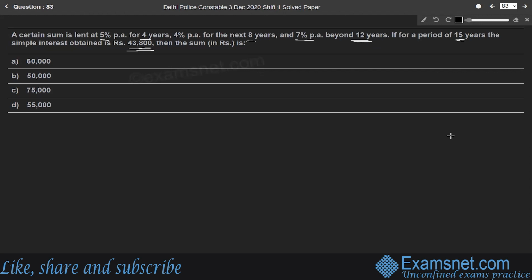So here simple interest is given, right? And the rates of interest are given in each case. For the first 4 years, it is 5%. Next 8 years, the rate is 4%, and the next remaining 3 years, right? It is 7%. Because the total time period is 15 years. In the first 4 and 8 years, the rate of interest is given. Therefore, the remaining years will be 3 years. Let us go step by step.